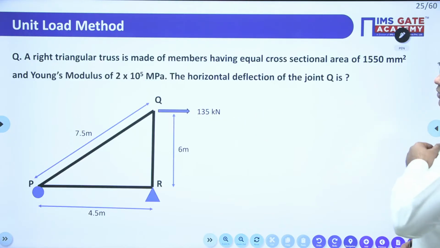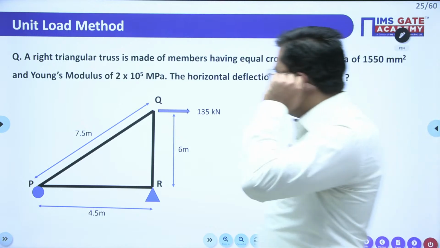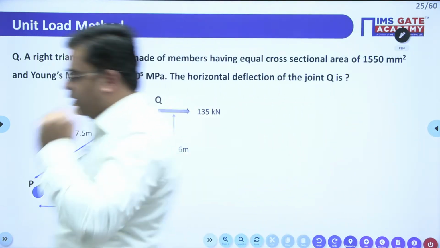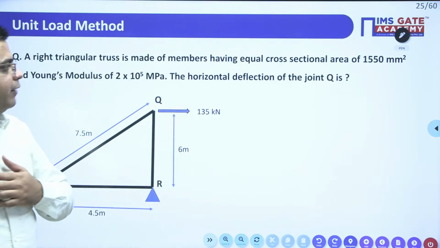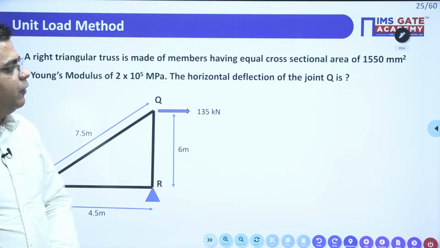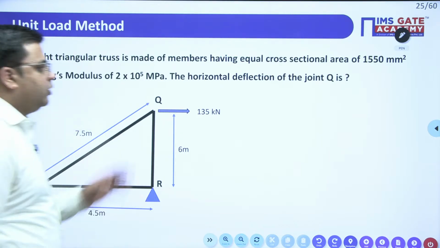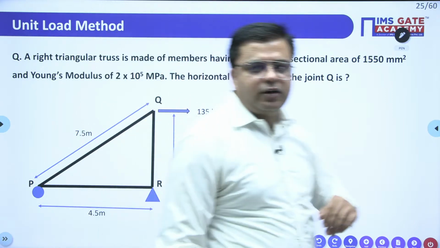Now taking this question, you can understand this unit load method. In the question, a right triangular truss is made up of members having equal cross-sectional area of 1550 mm square and Young's modulus of 2 into 10 raised to the power 5. You need to calculate the horizontal deflection of the joint Q.